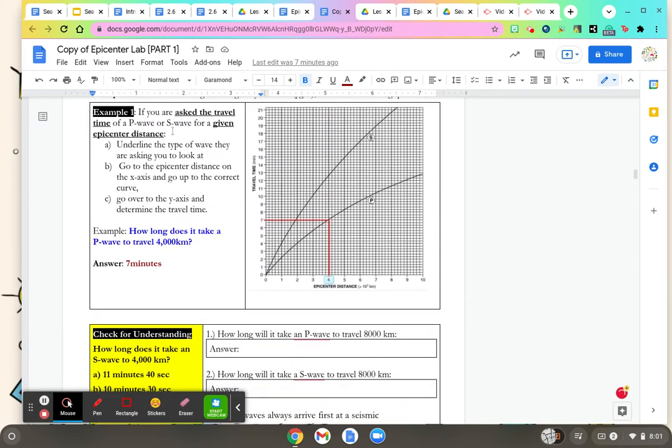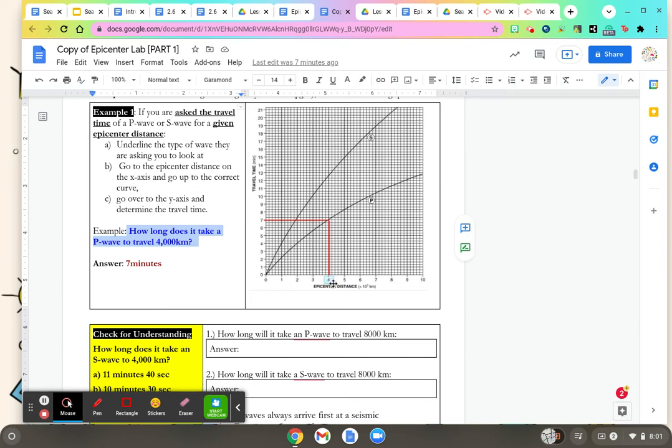So first thing I would do is read. If you're asked for the travel time of a P wave or S wave for a given epicenter distance, you're going to underline the type of wave that they're asking about. Go to the epicenter distance on the x-axis and then go up to the correct curve. Go over to the y-axis and determine travel time. So how long does it take for a P wave to travel 4,000 kilometers?